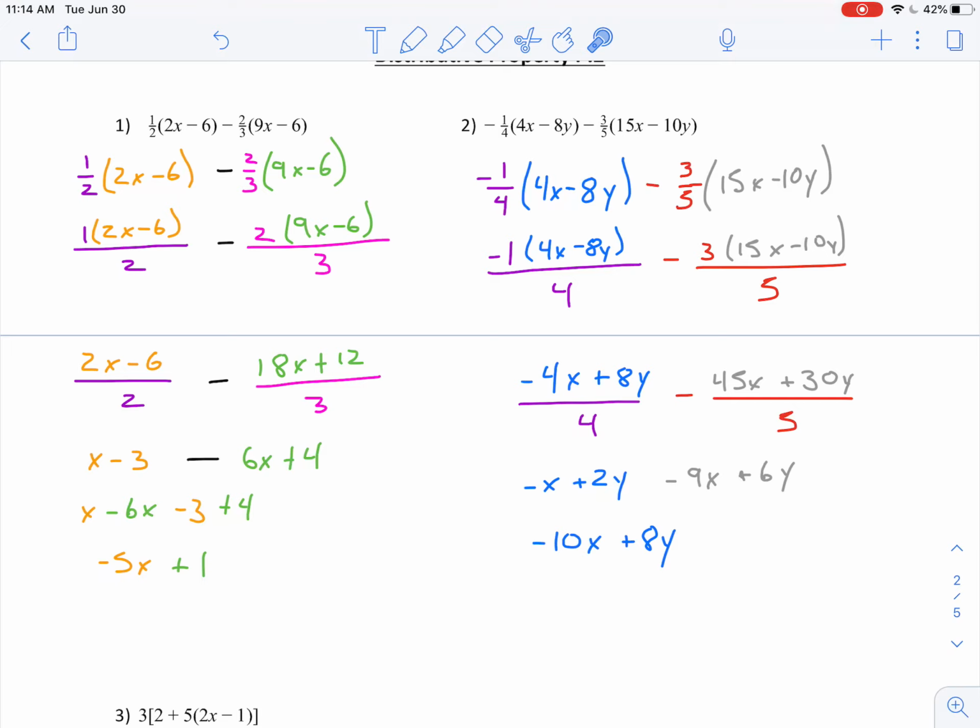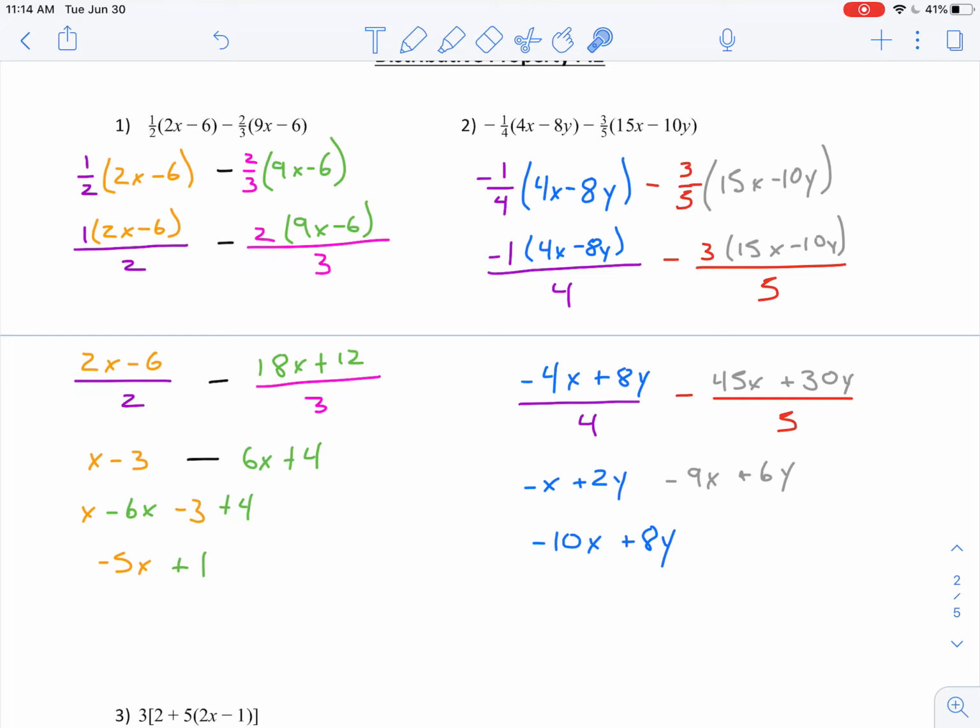I take that negative 3 over 5 and I rewrite it so that my 3 multiplies the brackets, and then whatever comes of that, I divide by 5. I distribute my negative 1 into this bracket. I end up getting negative 4x plus 8y all over 4. And then I distribute this negative 3 into this bracket. So negative 3 times 15x, negative 45x, negative 3 times negative 10y gives me positive 30y. Again, that's all still divided by 5.